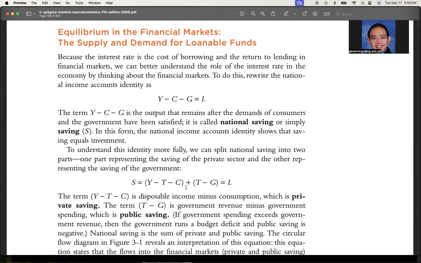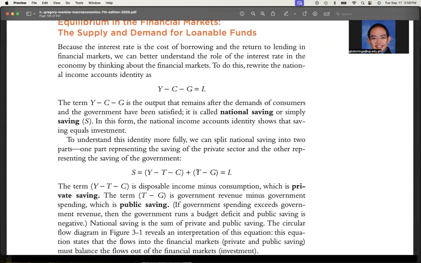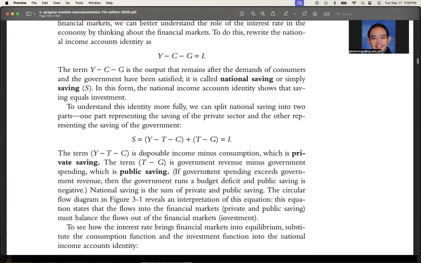Y minus T minus C, we call that private saving. So that's income by households minus T, which is the tax, right? So Y minus T is now disposable income. And from disposable income, you subtract consumption. And whatever you don't consume from disposable income, that's called your private saving. Public saving instead will be T minus G. If T is greater than G, then that means the public or the government is saving some amount.